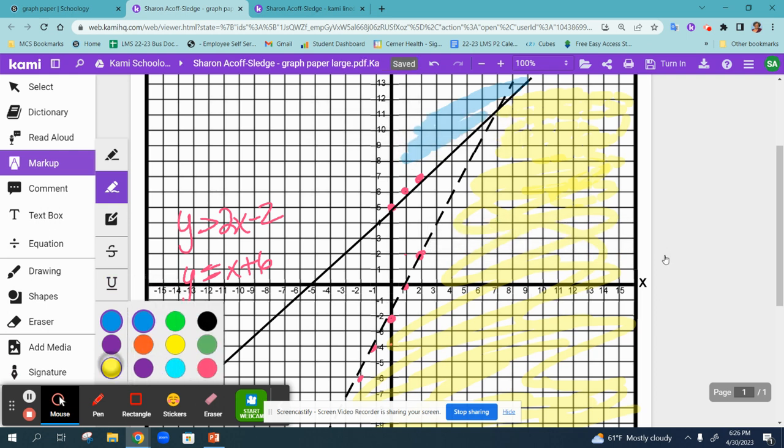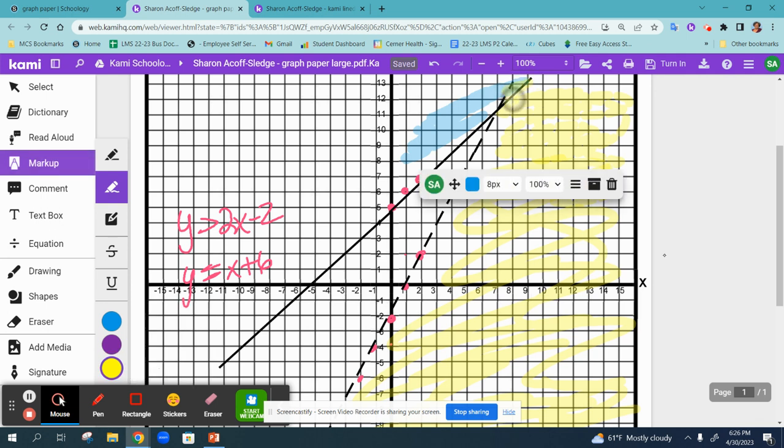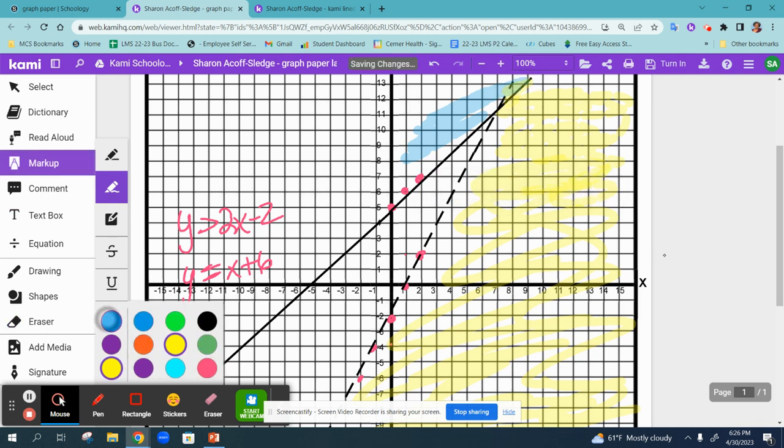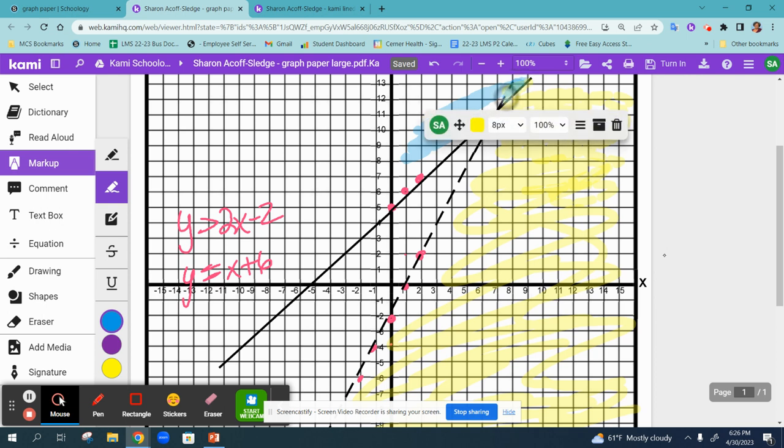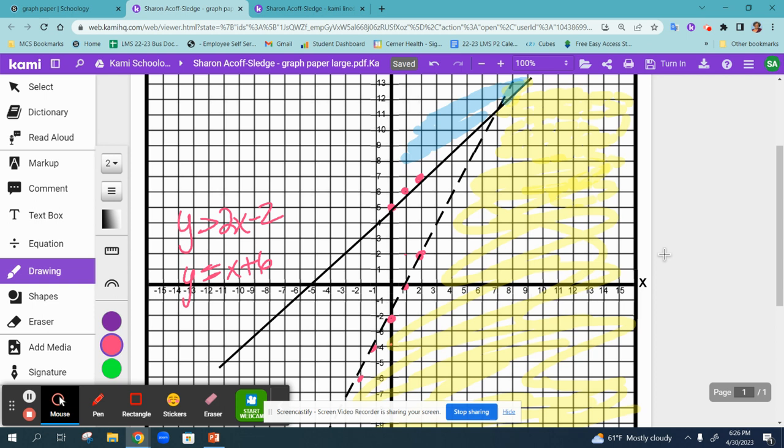So it looks like I just got this little area over here. Right here is my solution. Right here in this little part right here. That's where they both overlap. So that would be my solution. And so we're going to put an S right there. Let me make sure I did that right.